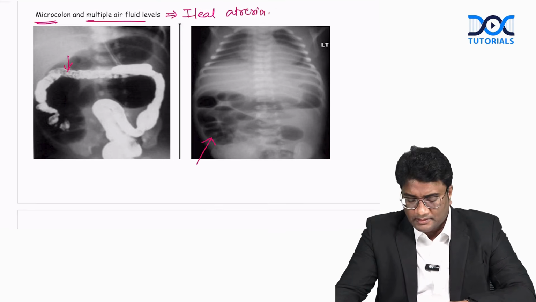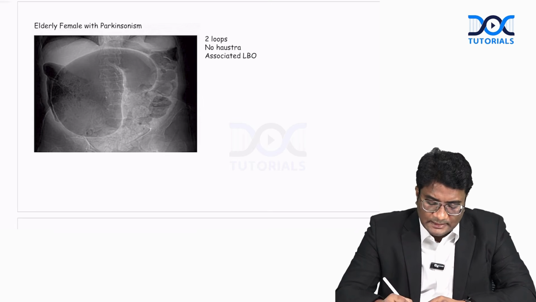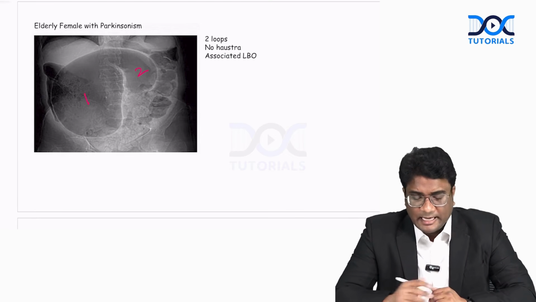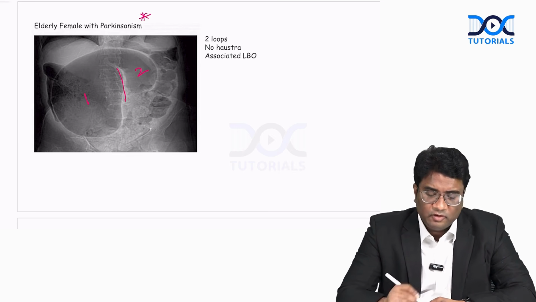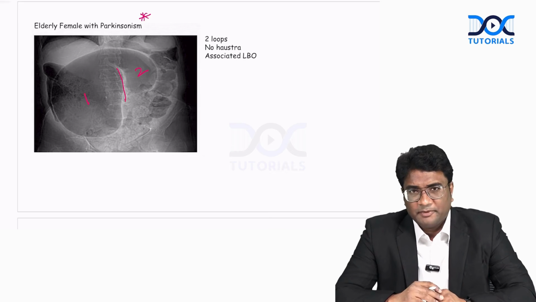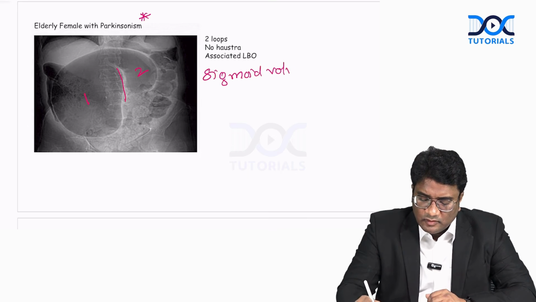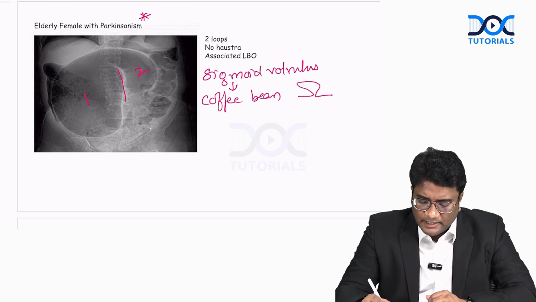Ileal atresia. Now look at this abdominal radiograph. On this abdominal radiograph, you can see a distended bubble showing two loops and having a cleft in between, giving a coffee bean like appearance. A coffee bean like appearance in an elderly female with neurological symptoms, you should think of sigmoid volvulus. This is sigmoid volvulus, and it will have the coffee bean appearance, also called bent tire or omega like appearance.